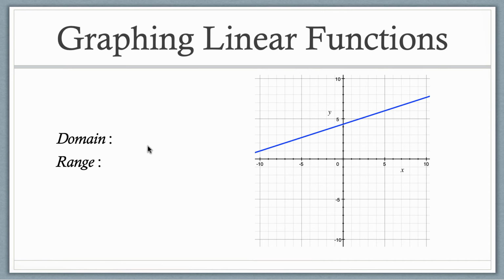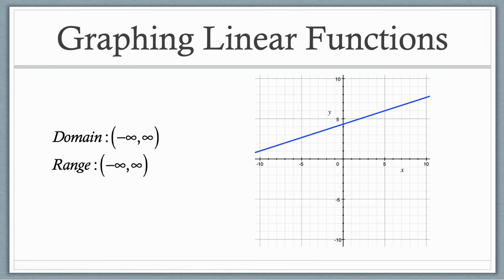My domain here, looking at my graph, I see that there are no restrictions on my x values. I don't see any breaks in my graph, no jumps, no holes. So every x value can be in this function, which means my domain is all real numbers. My range, I see the same thing. There are no breaks or holes in my graph. Every single y value is allowed, so my range is all real numbers. Written in interval notation, I have from negative infinity to infinity represents all real numbers.